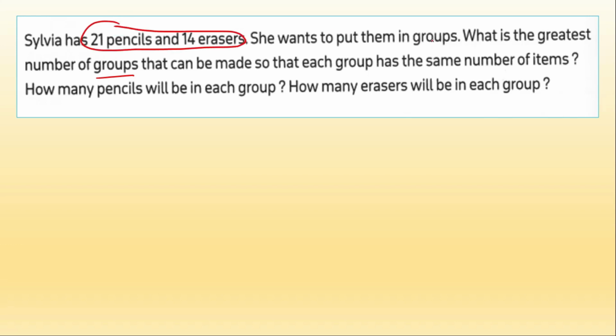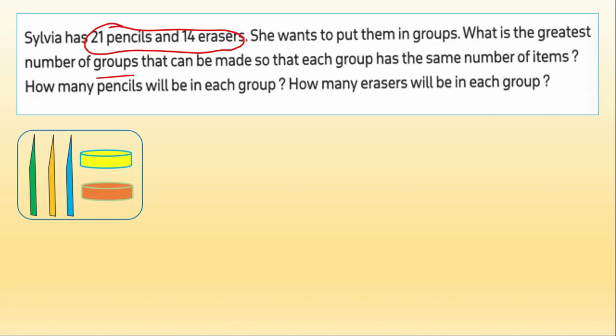She wanted to put them in groups. What is the greatest number of groups that can be made so that each group has the same number of items? And how many pencils in each group and how many erasers in each group? So we have 3 ideas. Let's show. This group is formed of 3 pencils and 2 erasers.